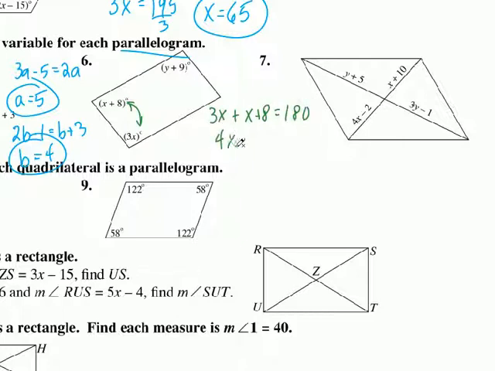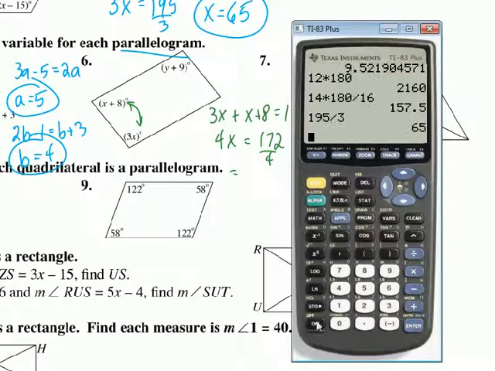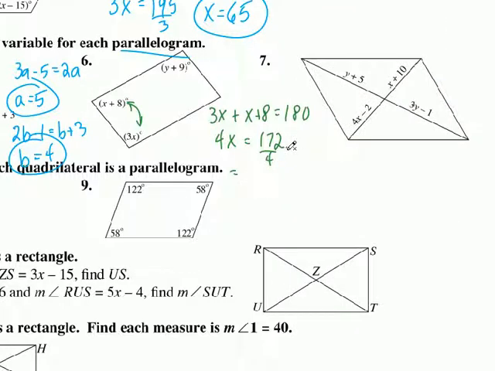This is 4x. Subtract 8 from both sides, and that's 172. Divide by 4. Let's see, I don't know what that is. 172 divided by 4, and that's 43. Okay, so x is 43. So that's what x is equal to. But we also have to find something else. What else? We've got to solve for y, correct?